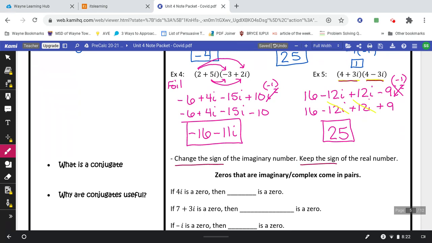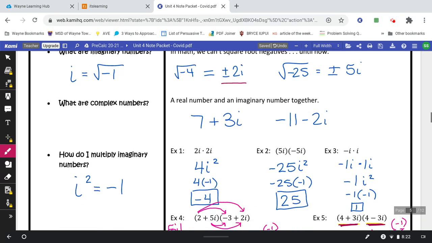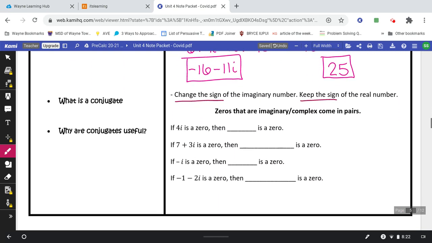And these zeros, these x-intercepts that we've been talking about, these imaginary and complex, they come in pairs. So every time you have a 4 plus 3i as an answer, you're also going to have a 4 minus 3i. And that's because up here of this plus and minus sign. So you'll always have the positive version and the negative version. Those are called conjugates. So why are conjugates useful? It helps me find another one of my zeros.